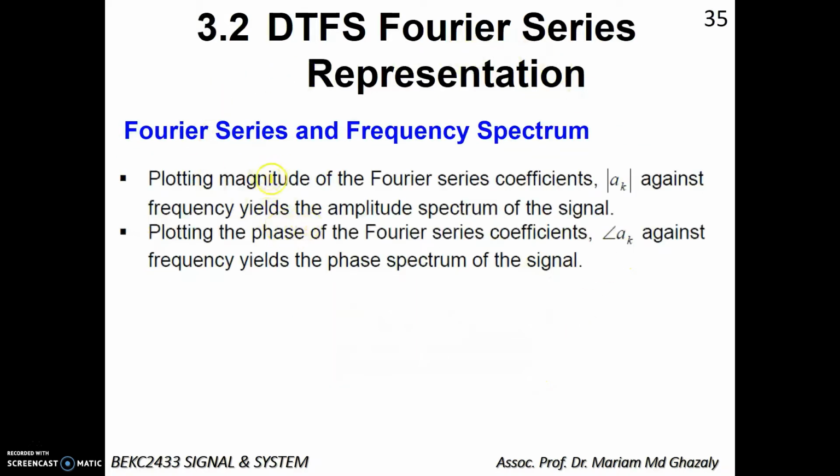And after calculating the value for a_k, which is a_0, a_1, a_2, a_3, a_minus 1, a_minus 2, a_minus 3, and so on, you will need to plot the magnitude of the Fourier series, which is given by this symbol. You also need to plot the phase of the Fourier series coefficient, which is given by this symbol. That is the overall of what you need to understand about Fourier series: to find the equation for a_k, or to find the signal x[n] when you are given the Fourier coefficient.